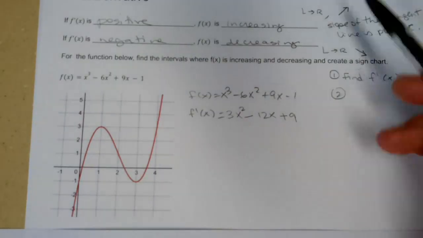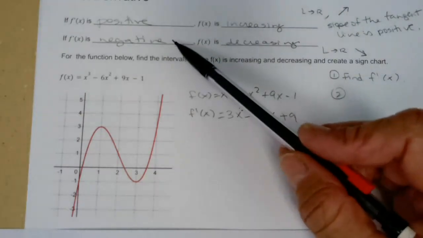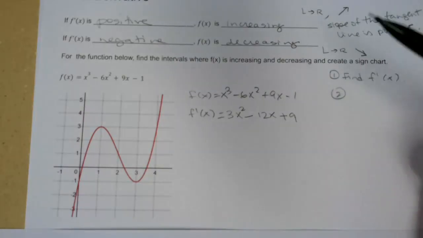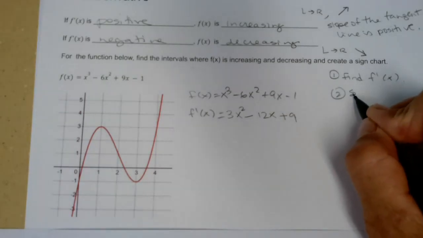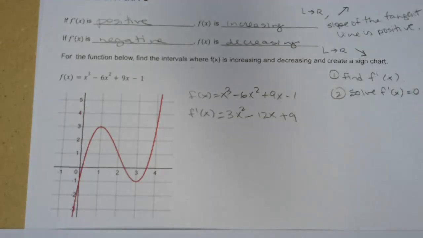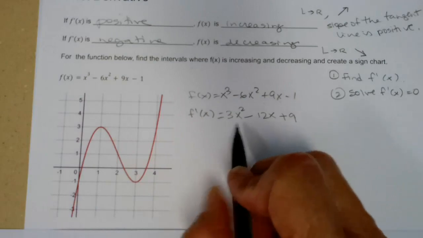Next thing, in order to go from positive to negative, especially with a polynomial, it has to go through a 0. Intermediate value theorem. So now we'll find out where it's 0. So solve the equation f prime of x equals 0. We'll find our zeros. So let's go ahead and do that.